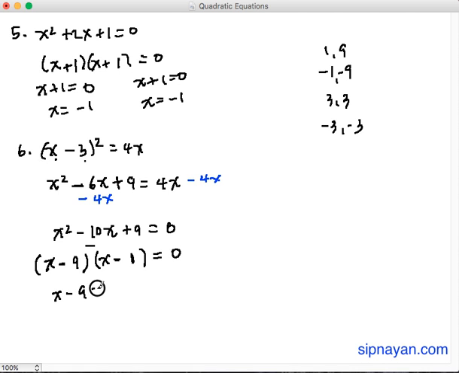We have x minus 9 is equal to 0. And x is of course equal to 9. Yung isang solution niya, another solution is x minus 1 equals 0. Therefore, x equals 1. Okay? So, ang roots natin ay x equals 9 or x equals 1.